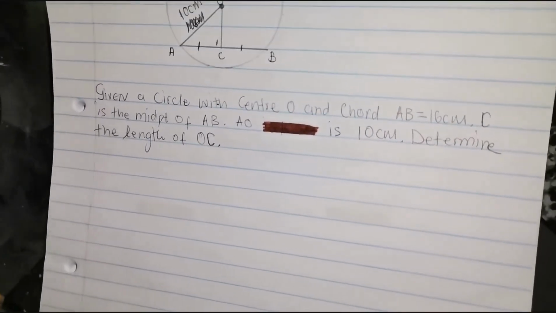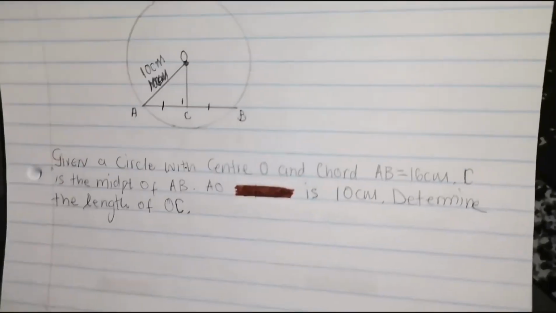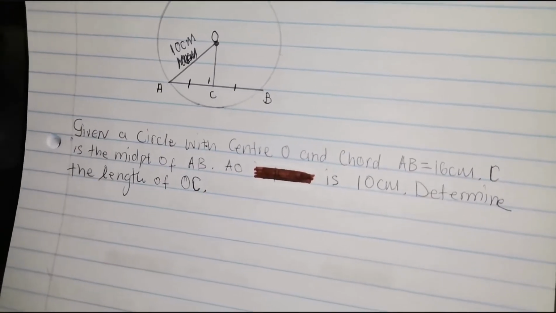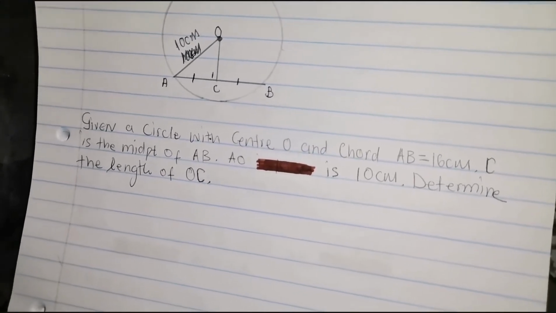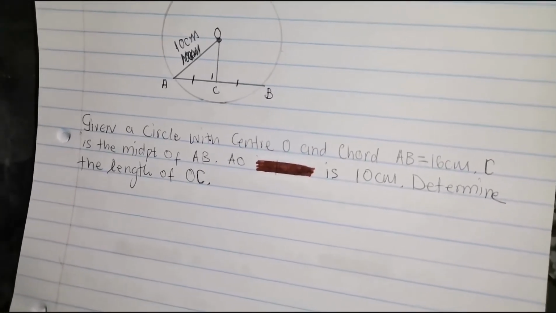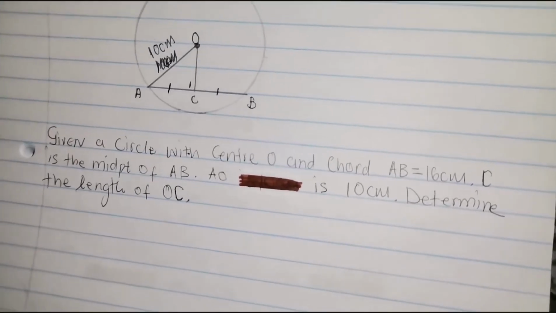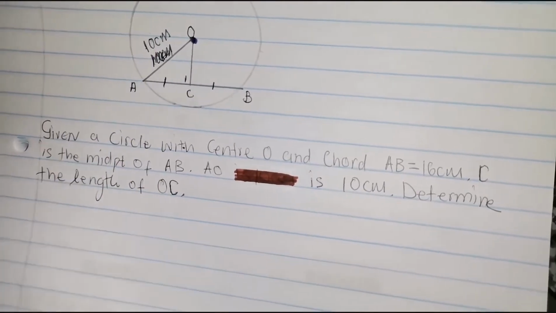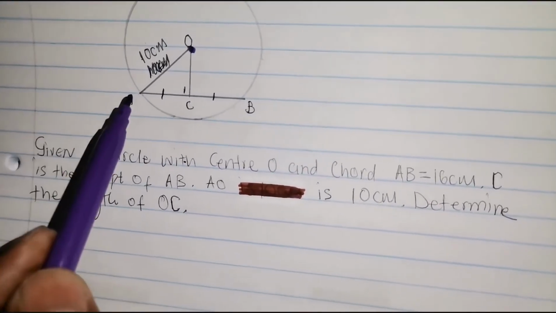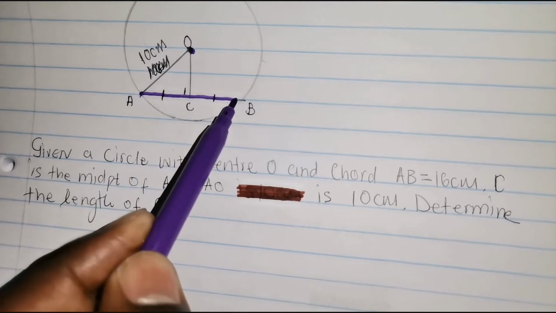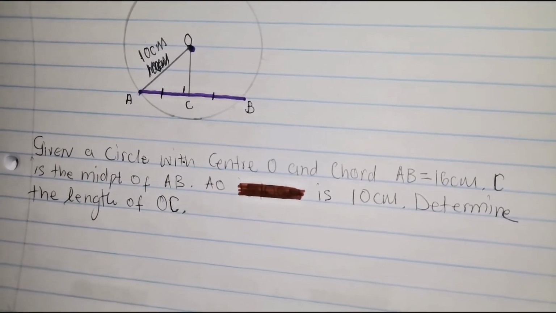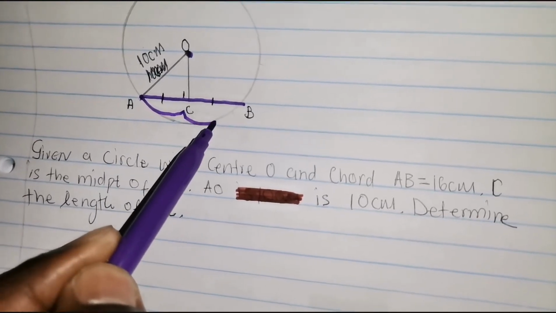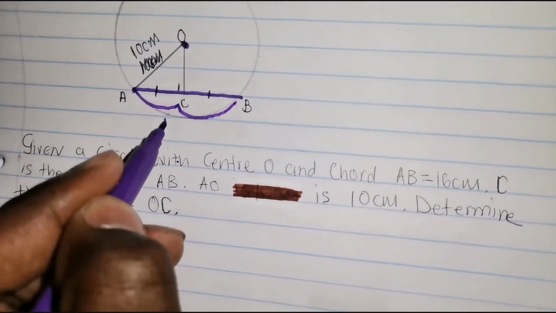Simple one. I'm just taking this from my previous question papers, obviously. We are given a circle. Let me change the color. We are given a circle with center O, and a chord AB. Chord AB, guys. AB is equal to 16. 16 what? 16 centimeters.